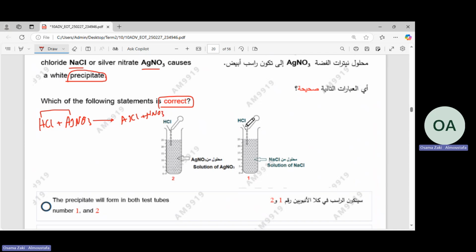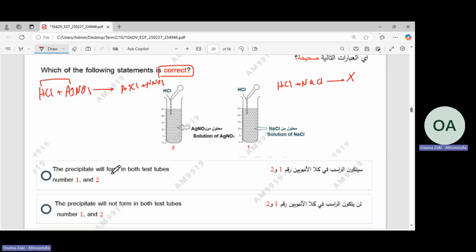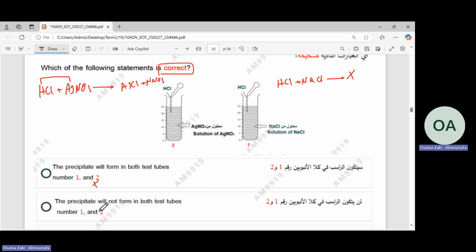Okay, what about this? We have HCl and NaCl. Can we replace Cl with Cl? So there is no chemical reaction here. So there's a chemical reaction only in one. Precipitate forms in test tubes 1 and 2, not correct. Will not form in both of them. No, it forms in the first one. Oh, sorry, this is the first one. This is the second one, by the way.